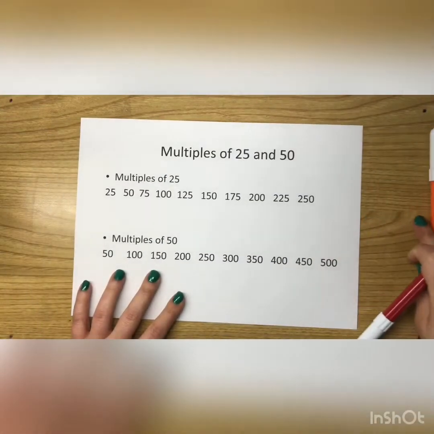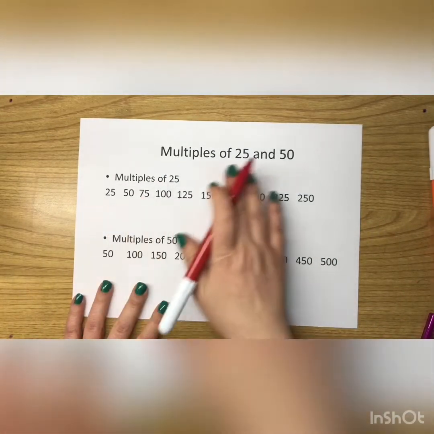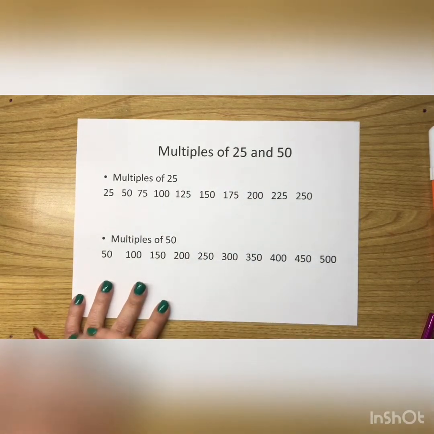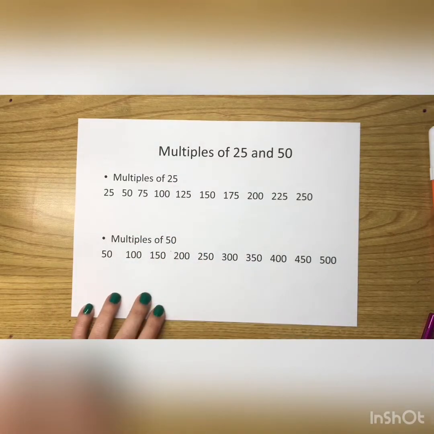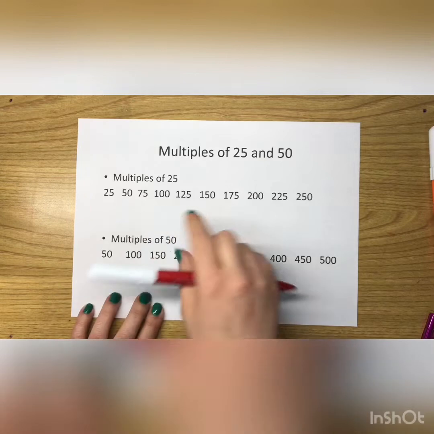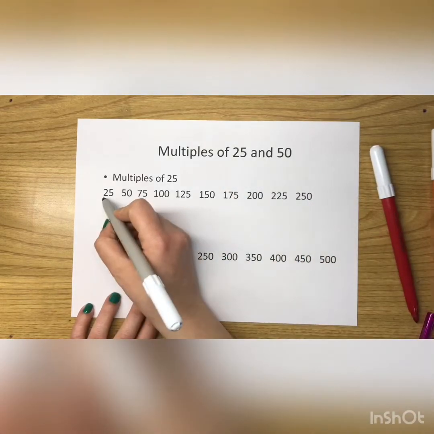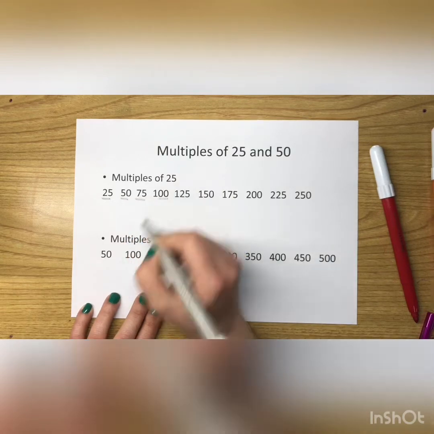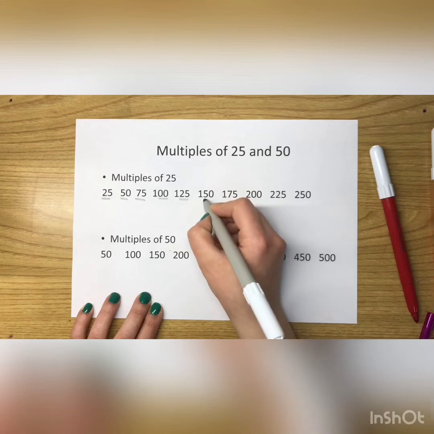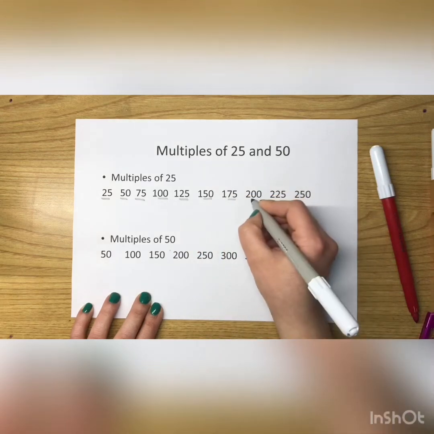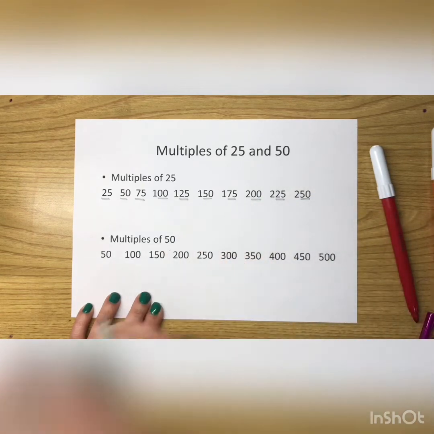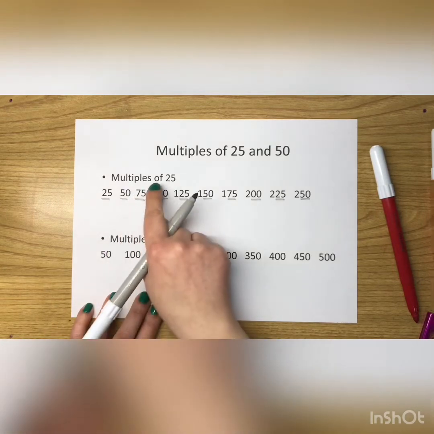Okay, there is more information that you have to know about the multiples of 25 and the multiples of 50. You have to notice something about these two special numbers. Look at the multiples of 25. Let's start with the multiples of 25: 25, 50, 75, 100, 125, 150, 175, 200, 225, 250. I know that we took this one before. What is the common thing about the multiples of 25?